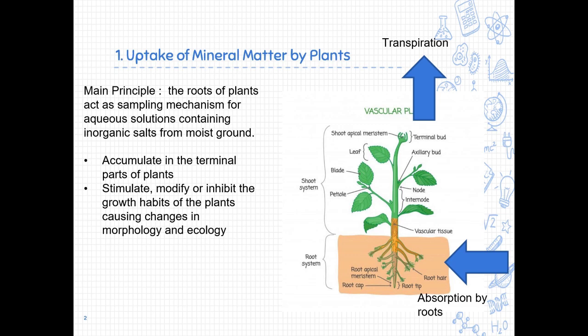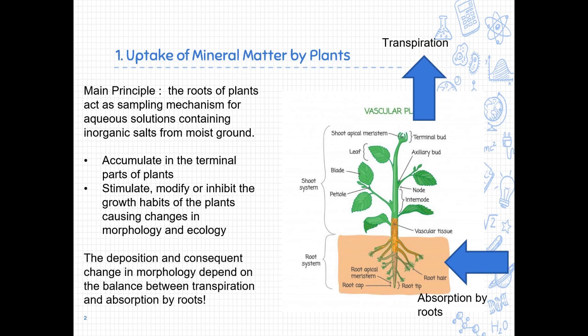Okay, but we have to understand that this accumulation or any change in morphology which will occur in the plant will be because of a delicate balance between the process of transpiration and the absorption of these elements by roots. So the accumulation of elements or the changes in morphology of the plant because of these inorganic salts will not necessarily reflect the inorganic salt composition of the soil, but rather it reflects the balance between these two processes of transpiration and absorption by roots.